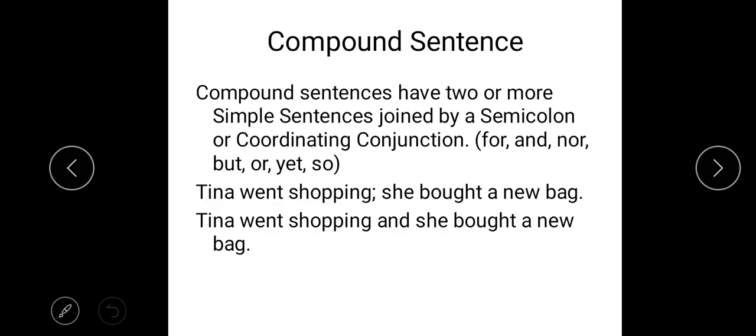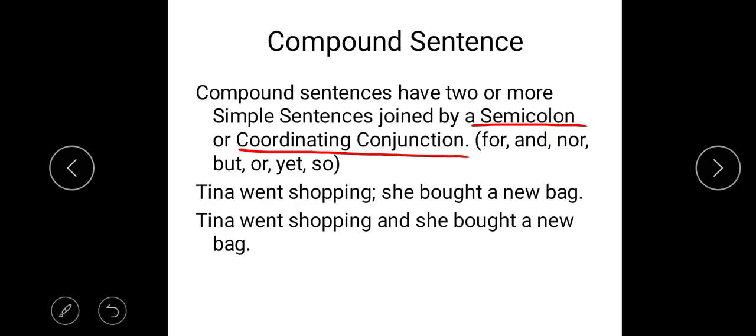Next comes the compound sentence. A compound sentence has two or more simple sentences joined by a semicolon or a coordinating conjunction. We have two things here: first is the semicolon and second is the coordinating conjunction. So when two simple sentences are put together by a semicolon or a coordinating conjunction, then we call it a compound sentence.